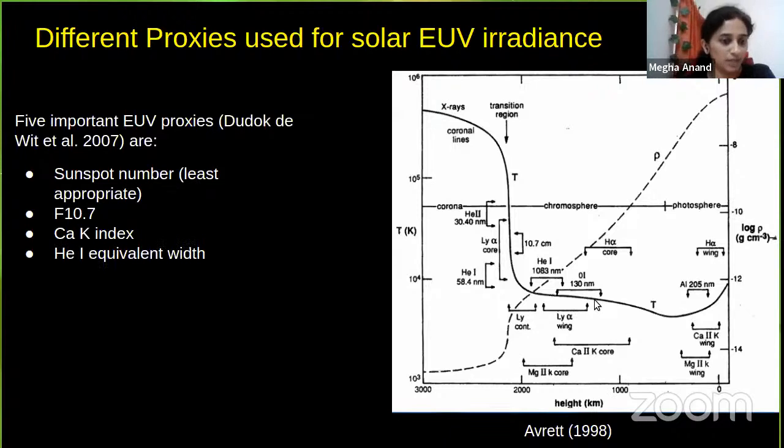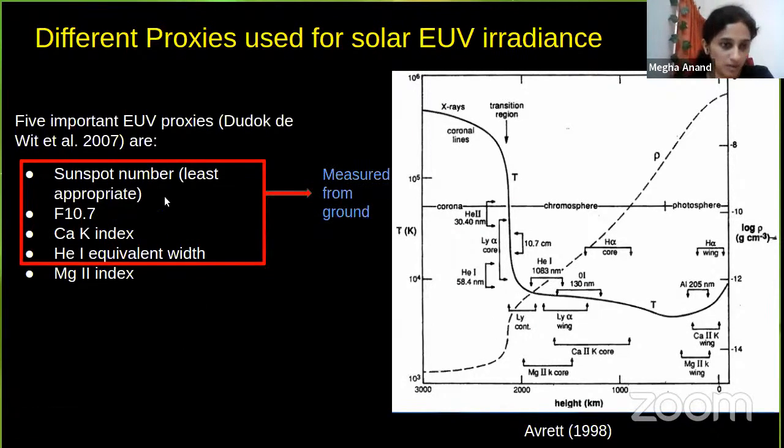There is the helium I equivalent width. Helium also forms in the chromosphere, which is 10-830. But this proxy can be used only for the cooler part of the UV irradiance. And there is also the Mg II index. Magnesium also forms in the chromosphere, but a little higher up compared to the calcium, the line core, and the line wing forms deeper in the photosphere. So except for magnesium II, all the other proxies here can be measured from the ground.